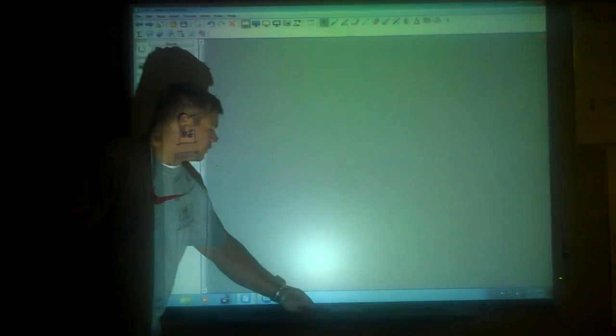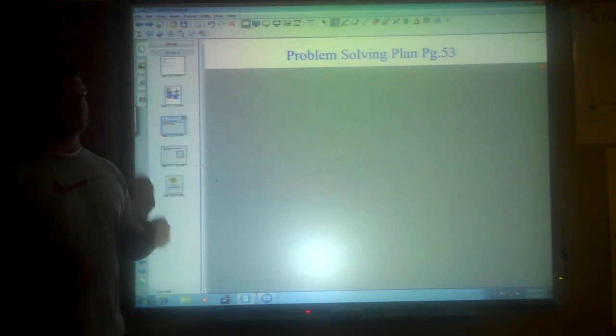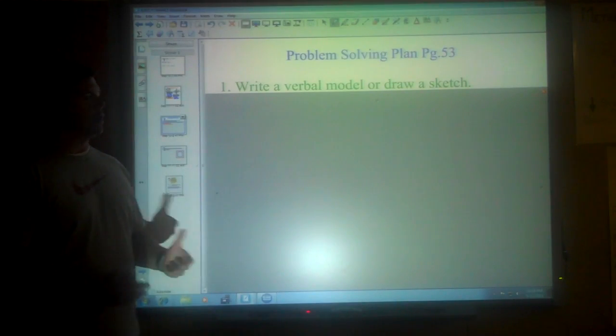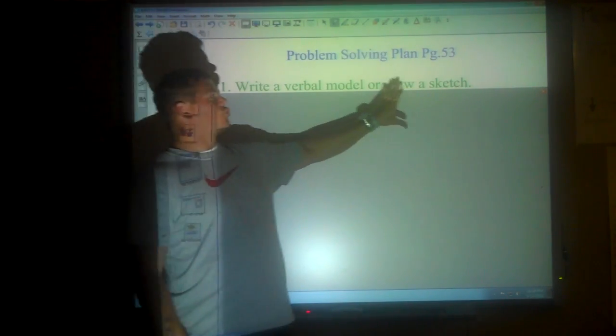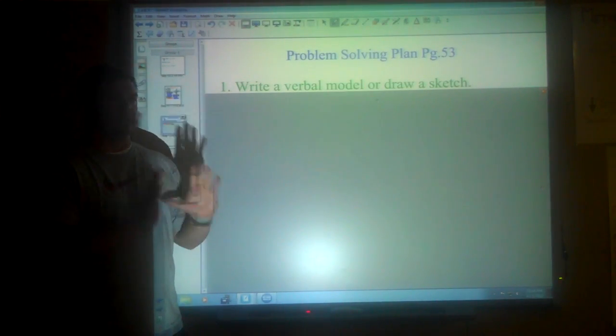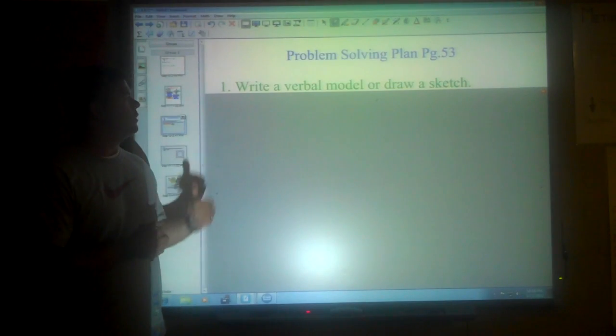Alright, we have a problem-solving plan that we can use. It's on page 53, but I'm going to discuss it here. The very first thing you want to do is write a verbal model or draw a sketch. Drawing a sketch is extremely helpful, especially in geometry. There's a lot of words, and it helps to put things down as a picture. Then you can manipulate the picture, draw on it, do whatever you need to do to figure it out.